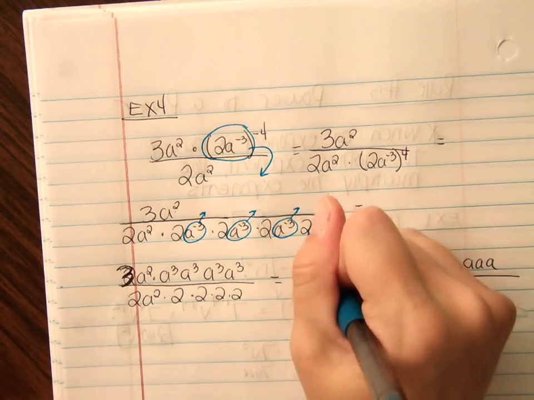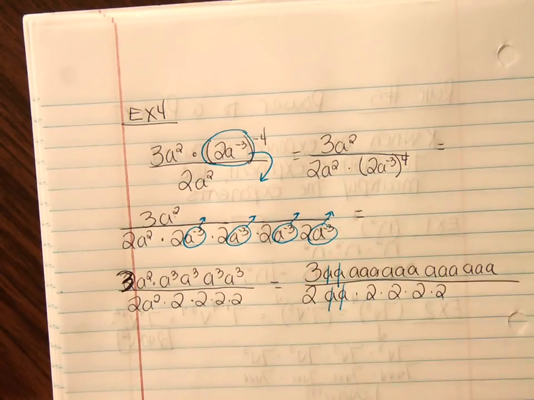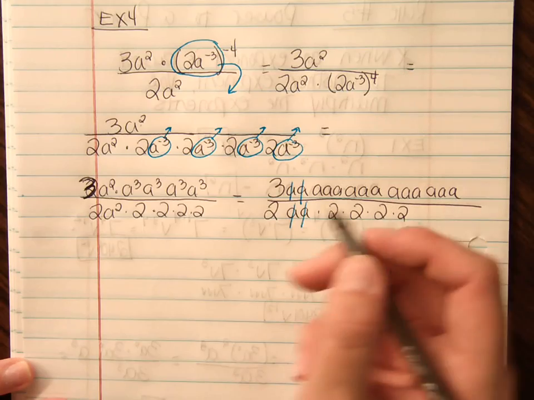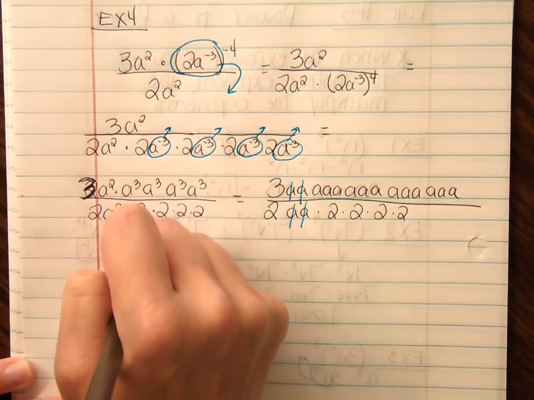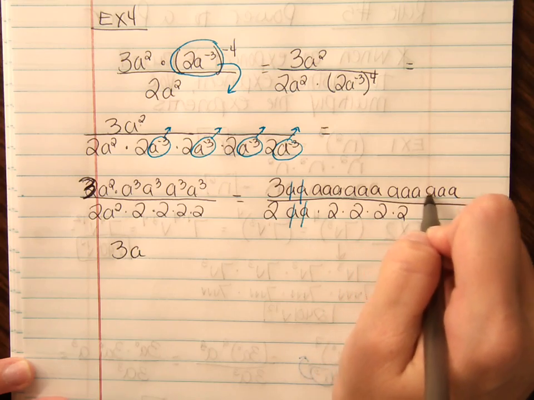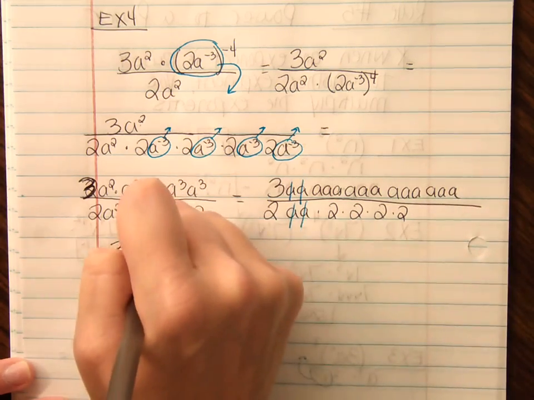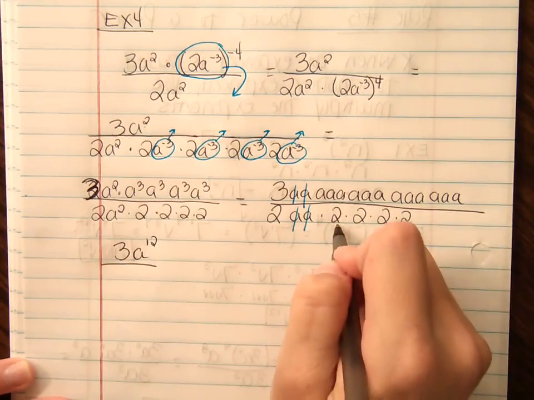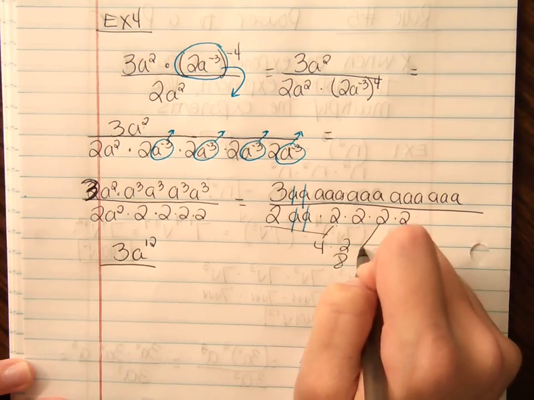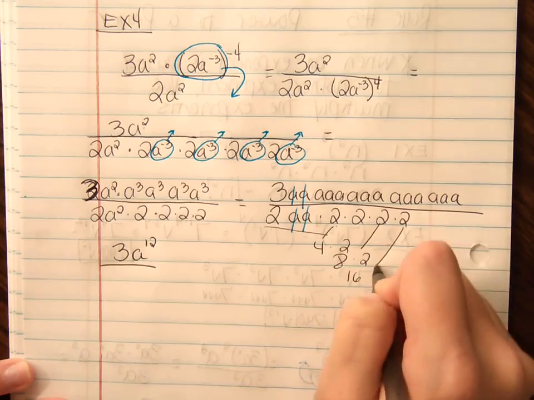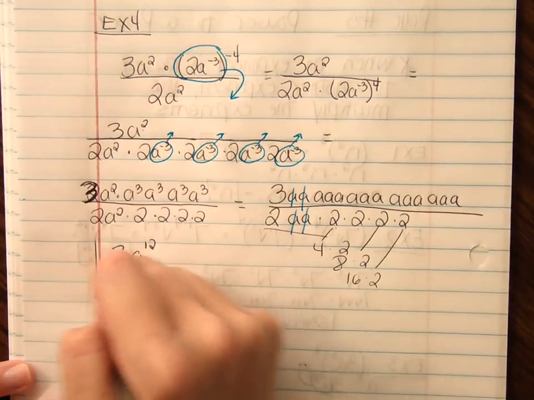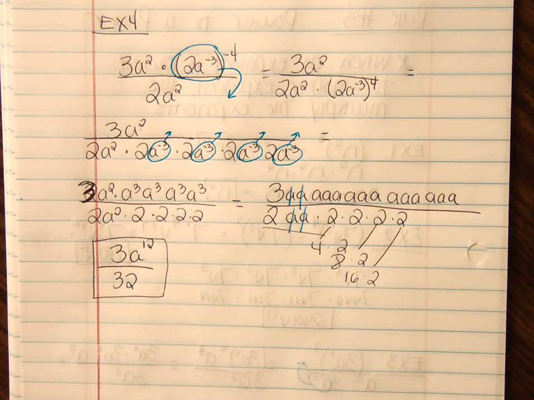Now we cross out what's in common. I can't cross out any more a's because I'm out of a's on the bottom. So now we have 3a to the 1, 2, 3, 4, 5, 6, 7, 8, 9, 10, 11, 12th power over 2 times 2 is 4. 4 times 2 is 8. 8 times 2 is 16. And 16 times 2 is 32. And that is our final answer.